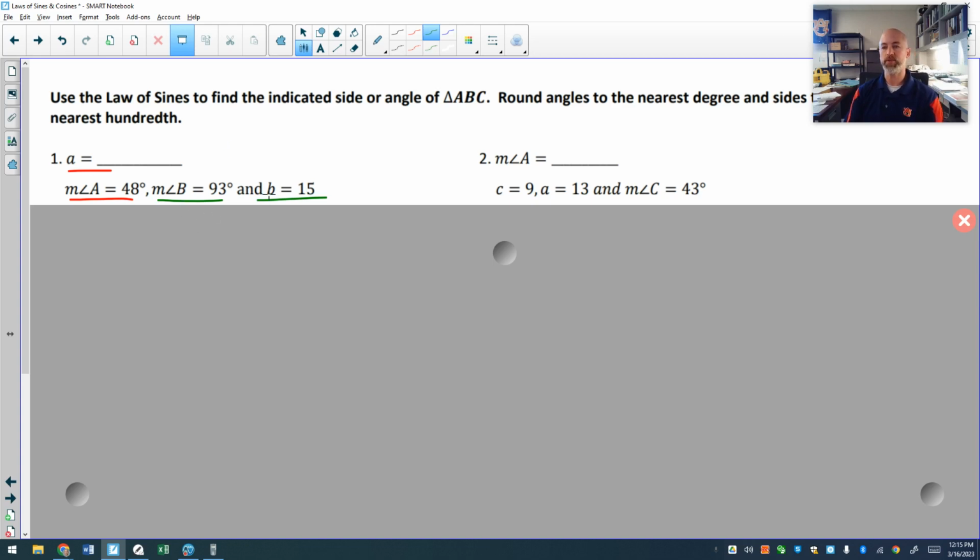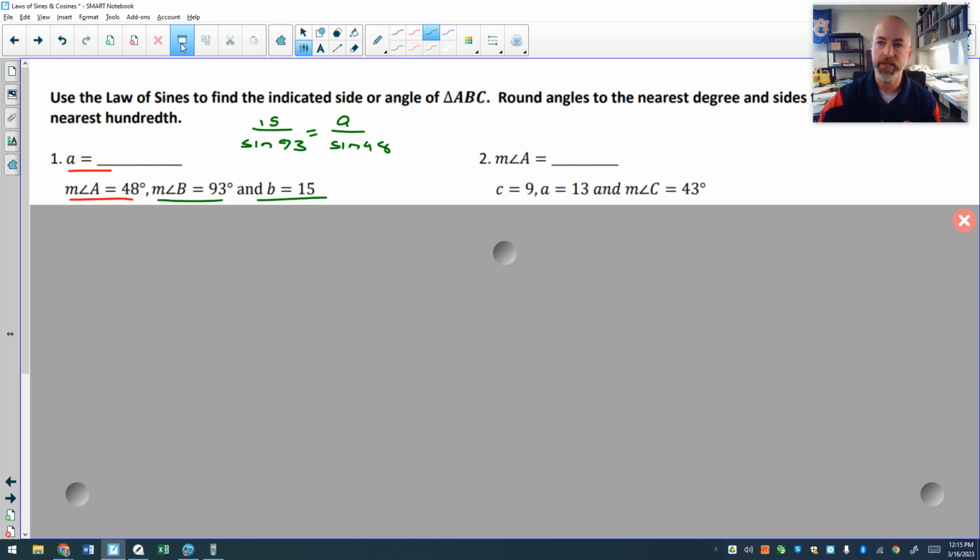I know that it's going to be the side length B over the sine of the angle that is opposite that side length, so sine 93, is going to equal side length A, which is actually the unknown, over the sine of the angle A, which is sine of 48. So you could go just by knowing that lowercase letters and capital letters are opposite each other.